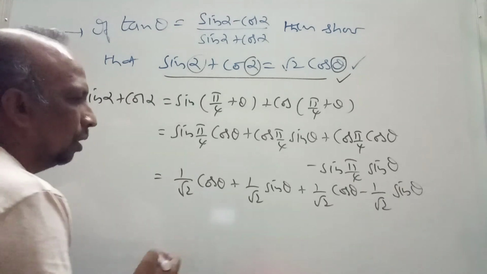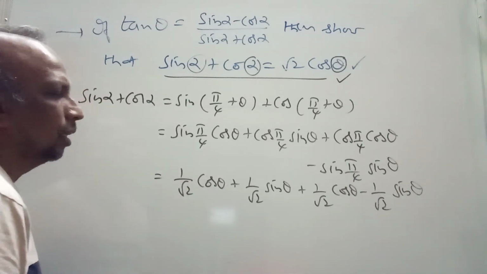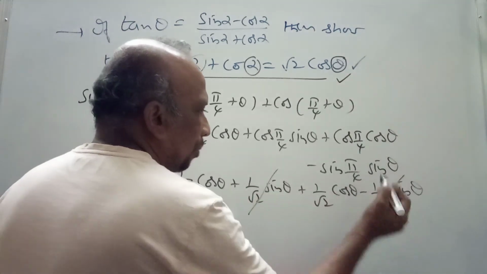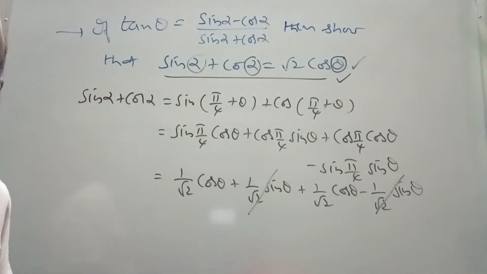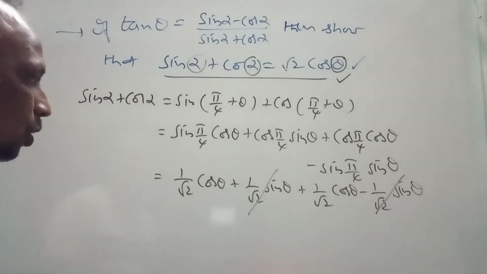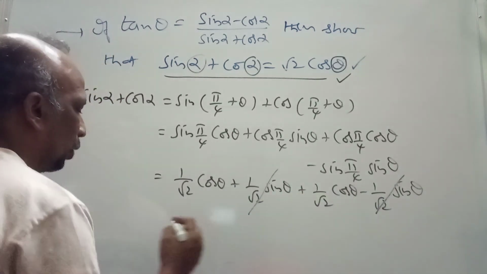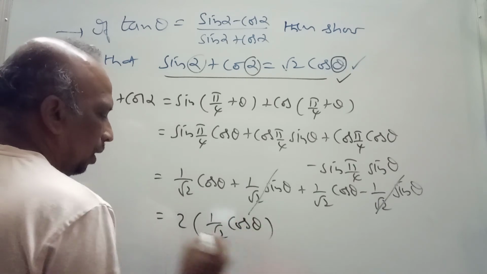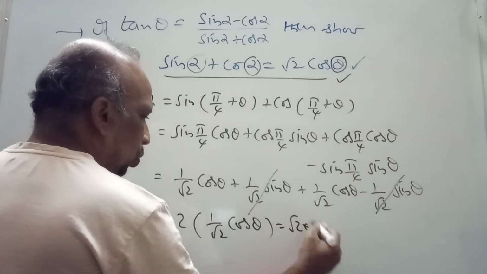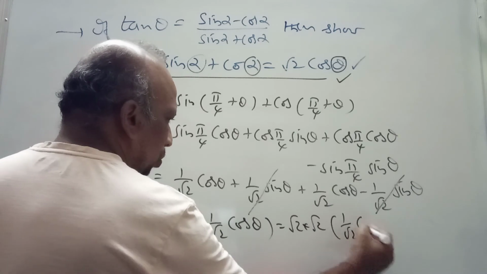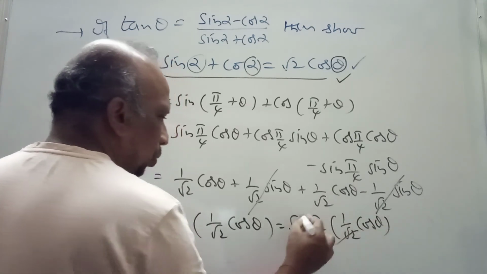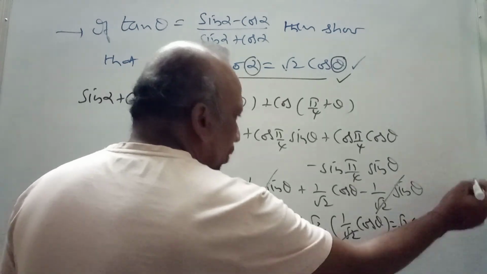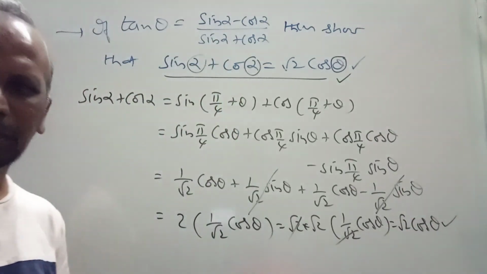Now you can observe here 1 by root 2 cos theta, and you can see 1 by root 2 sin theta twice with opposite signs. This one I can eliminate. So you got 1 by root 2 cos theta, 1 by root 2 cos theta, both the same terms, so two terms are there: 2 into 1 by root 2 cos theta. This 2 I can write as root 2 into root 2, times 1 by root 2 cos theta, right? So the root cancels, which is equal to root 2 cos theta. So that is the required answer.